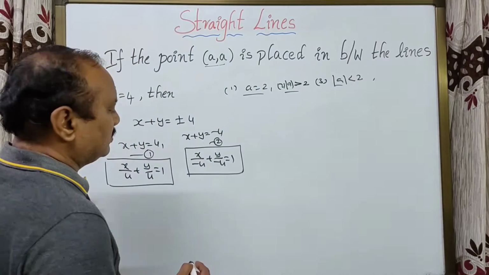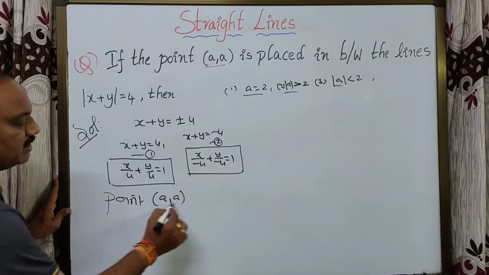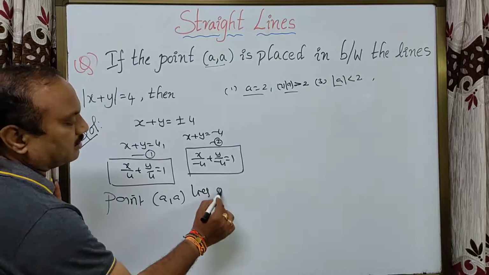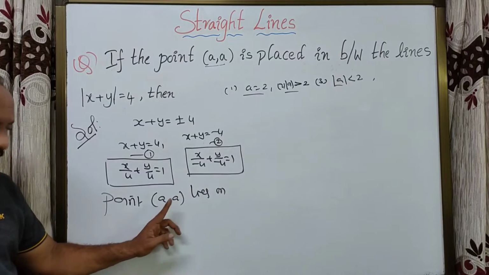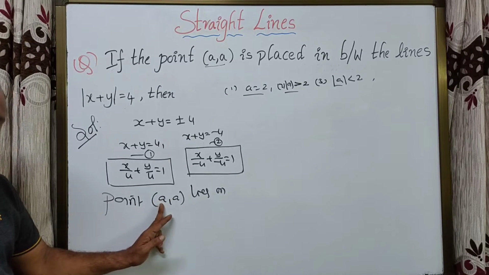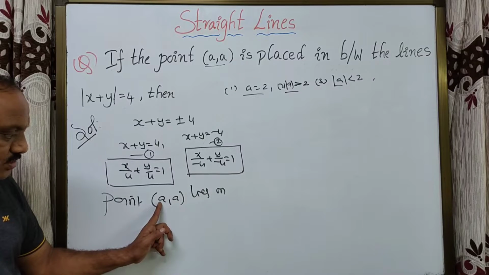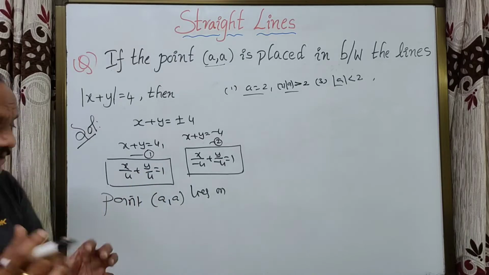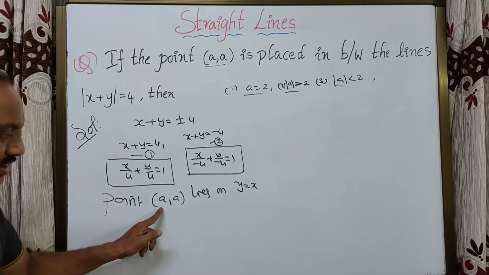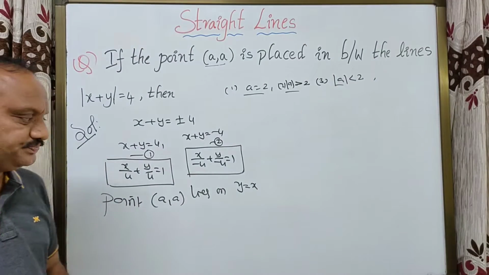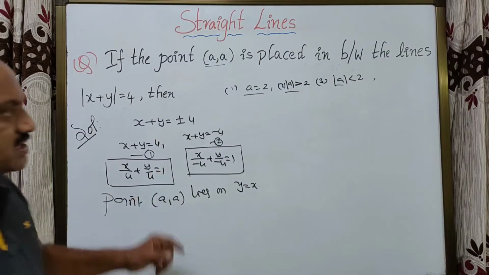See students, the point (a, a) lies on, please see here, (a, a). In this point, this is called the x coordinate, and this is called the y coordinate. The x coordinate and y coordinate are equal, that means it lies on y = x, because both coordinates are equal. That means, my dear students, these two lines are parallel.